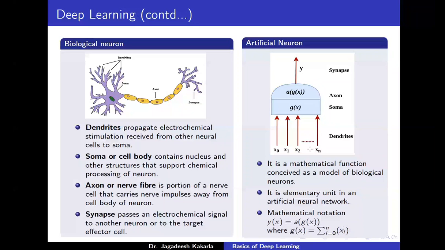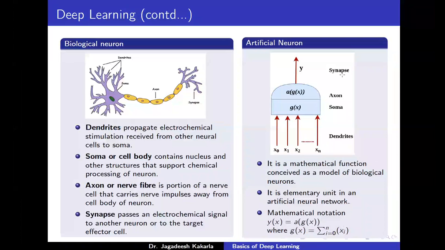Using these variables x0, x1, x2, so on, xn, you go to the soma. Soma is the pre-activation function. We have two types of activation function: pre-activation and post-activation. Here usually you go for the aggregation. As there are no weights, x0 plus x1 plus x2 plus so on xn, that value you give to g of x, and then you go for the activation a of g of x, which is nothing but the axon, and finally you get the output, the synapse.